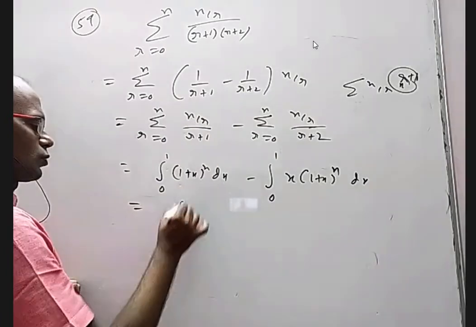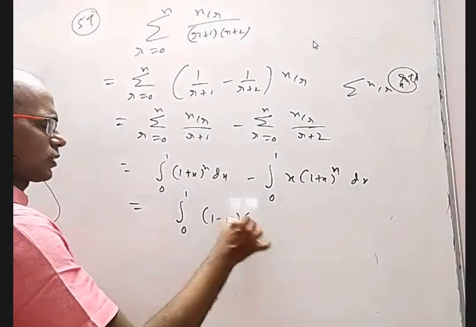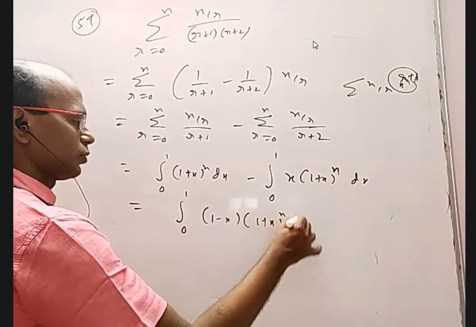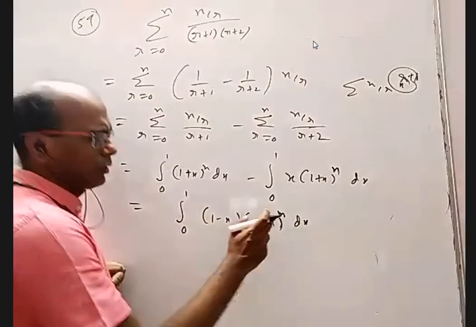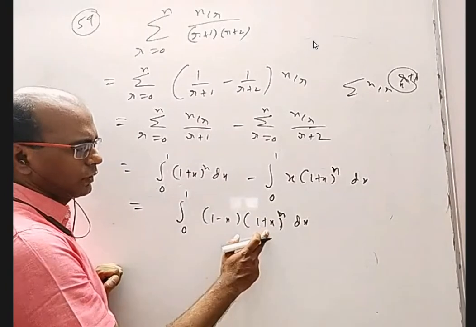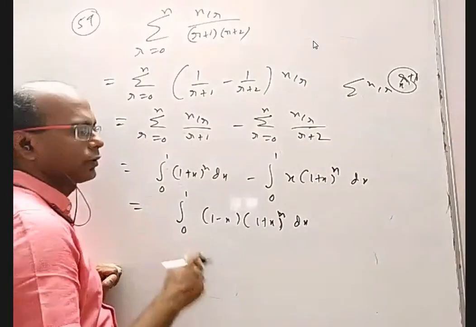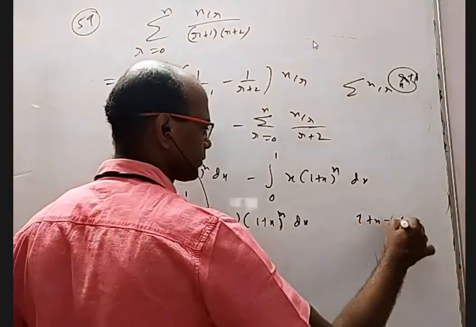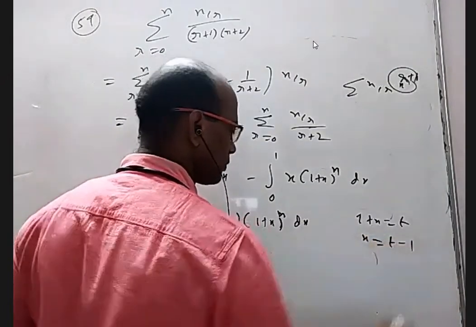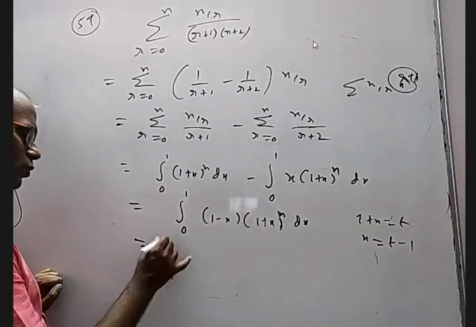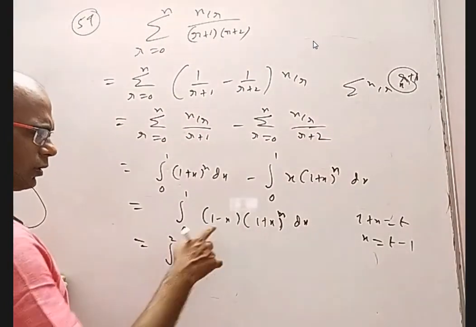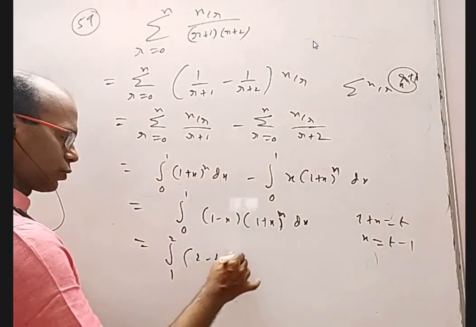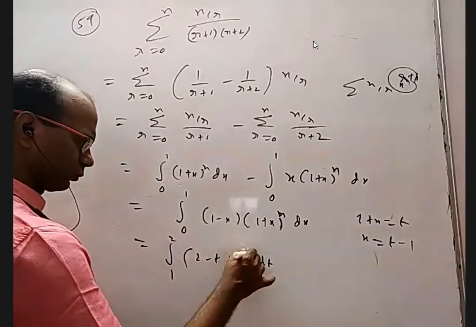You can even combine these two and write integral from 0 to 1, (1 minus x) into (1 plus x) whole power n dx. How will you integrate this? If this power were not there, it would have been easier. So we can take 1 plus x as t, x is equal to t minus 1. The limits become 1 to 2. This 1 minus x will become 2 minus t, into t power n dt.